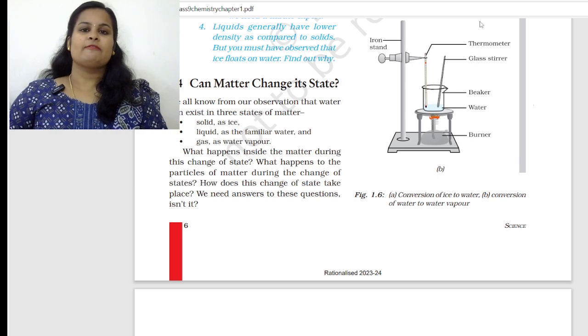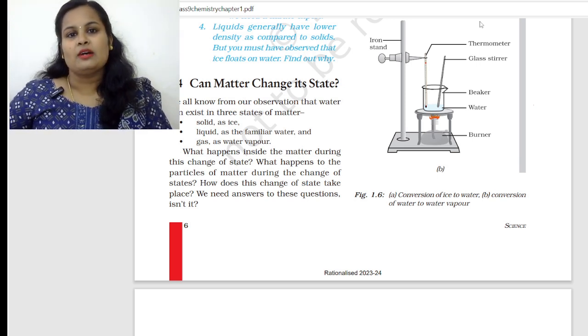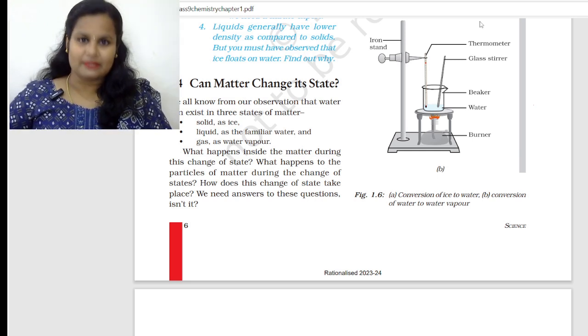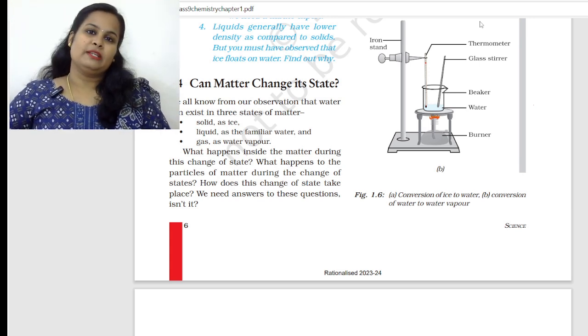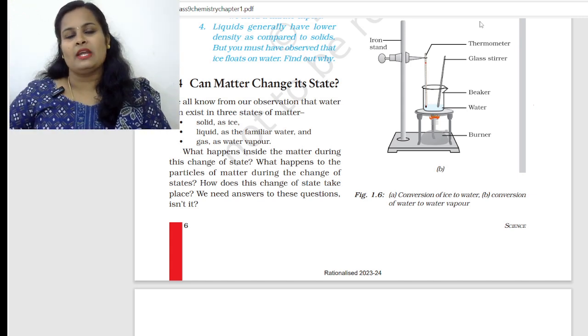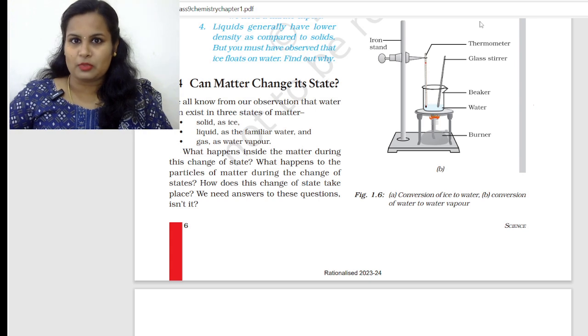So first we have learned about matter. Any substance which has its own mass, which has its own volume, which can be perceived by the senses can be called matter. And we learned about the characteristics of particles of matter. The particles of matter have some space in between them. They are continuously moving and they have a force of attraction between them.